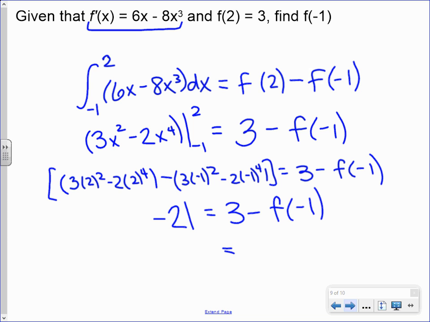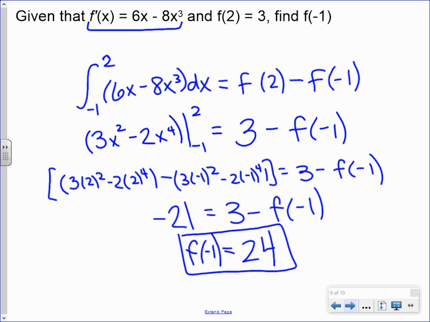Okay, so what I'm going to do, I'm going to add 21 over to, ironically enough, it's 24, and add -1 over, f of -1 is 24. Did not mean for that to happen. Kind of fun.